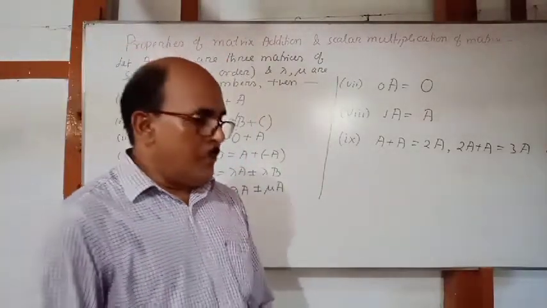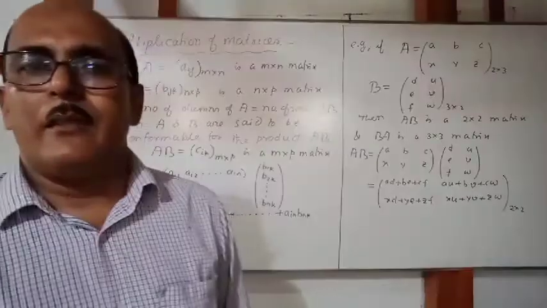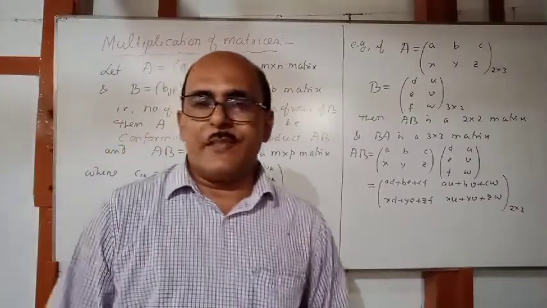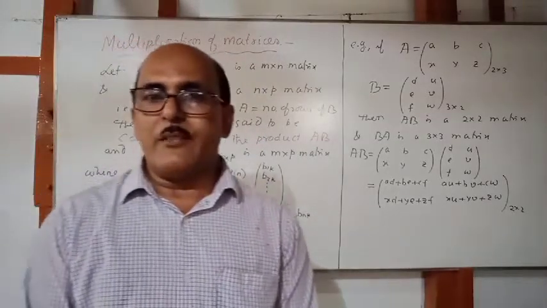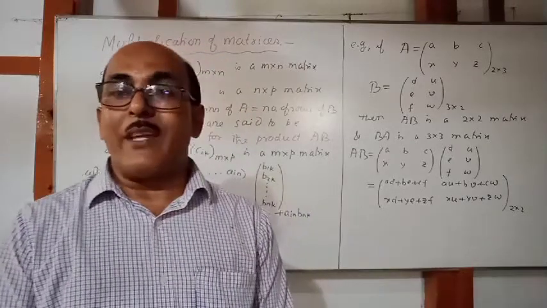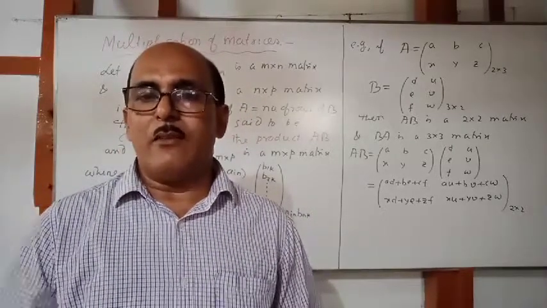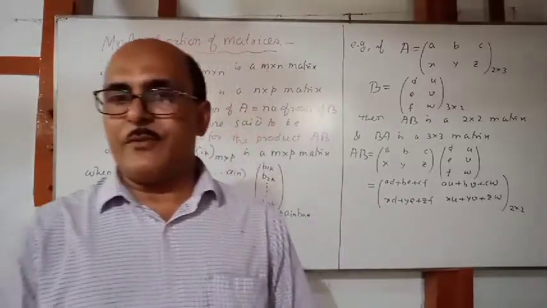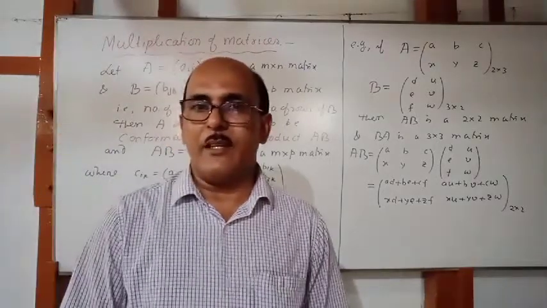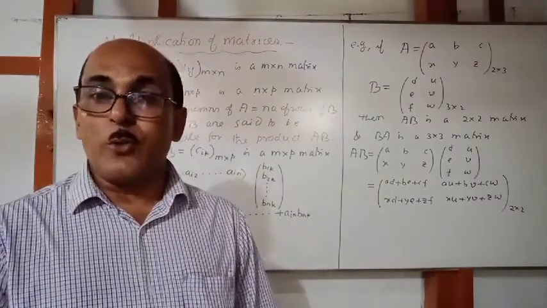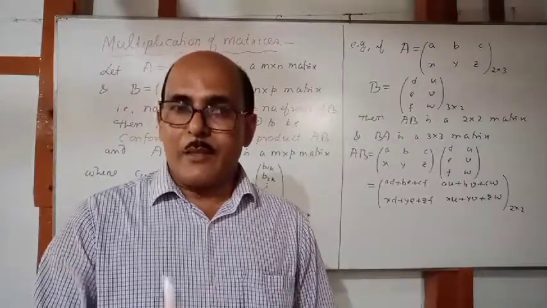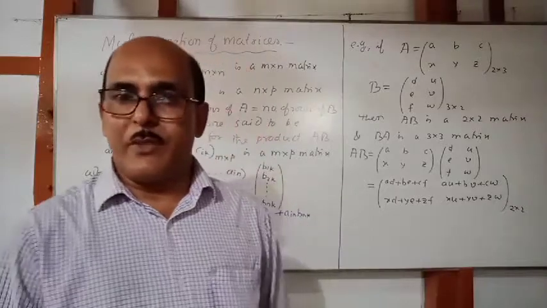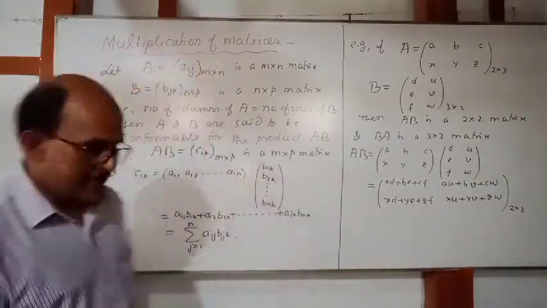Next we shall do matrix multiplication. Now let us see multiplication of matrices. Two matrices, say capital A and B, are said to be conformable for the product AB. They can be multiplied in the order A into B, if the number of columns of the first matrix prefactor capital A is equal to the number of rows of the post factor capital B, that is second factor. Only then A and B can be multiplied in the order A into B, not B into A. So let us see.